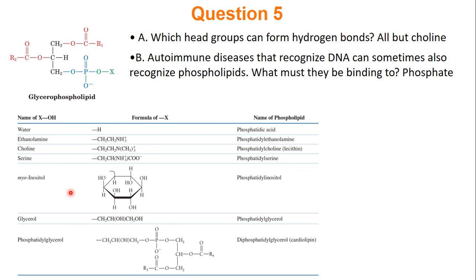Serine, myoinositol, glycerol, and phosphatidylglycerol all have oxygens or OHs that you can hydrogen bond, just not choline. So autoimmune diseases that recognize DNA can sometimes also recognize phospholipids. What are they binding to? So the question is, what is the same in DNA as in phospholipids? That's the phosphate. So remember, this phosphate group is in DNA and RNA. It's also in your glycerol phospholipid.